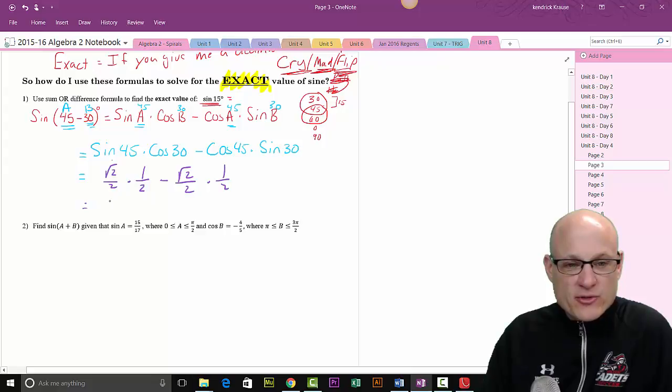When you multiply fractions, you multiply the numerators, square root of 2, and you multiply the denominators, 4. Minus, multiply the numerator, square root of 2.